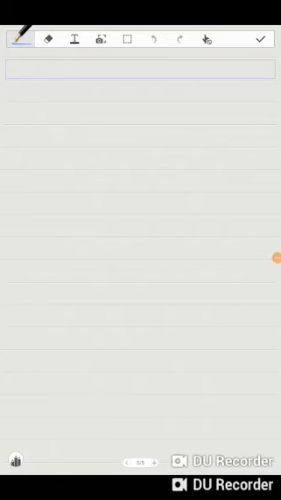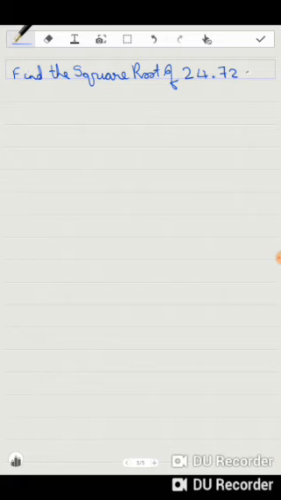So now let us deal with numbers which are actually not perfect squares. That means we are not going to get their exact square root. In other words, we'll never get the remainder as 0. So let's say if we have to find the square root of 24.729 correct to 2 decimal places, then how do we go about it?